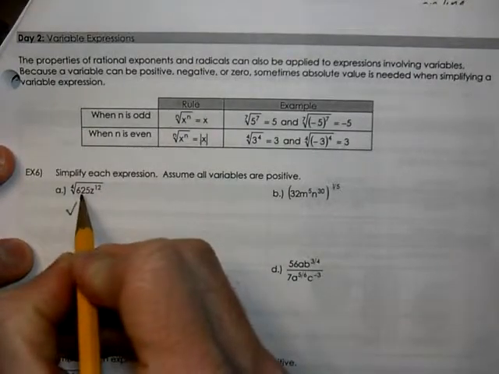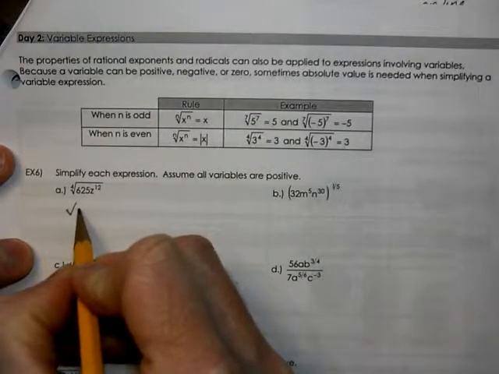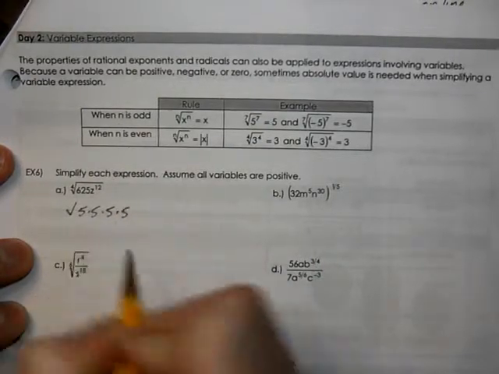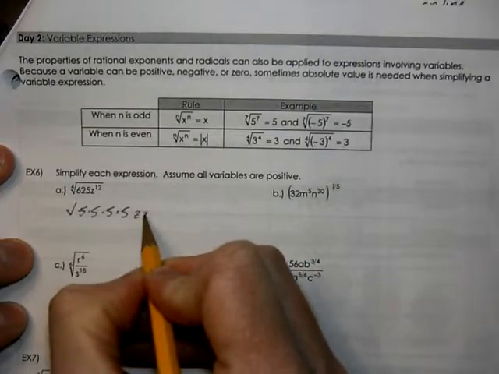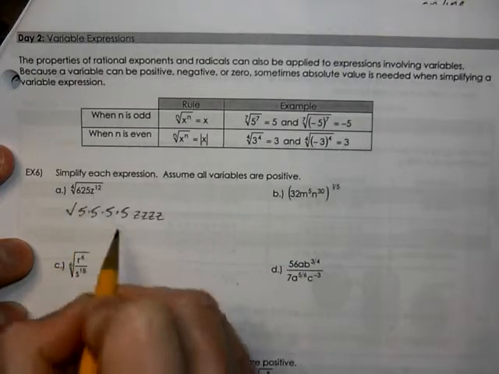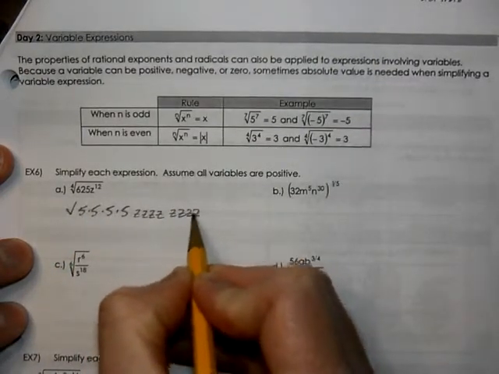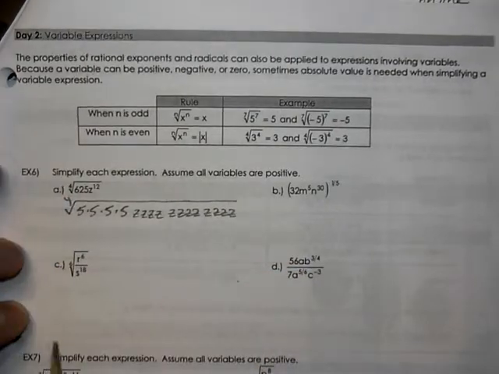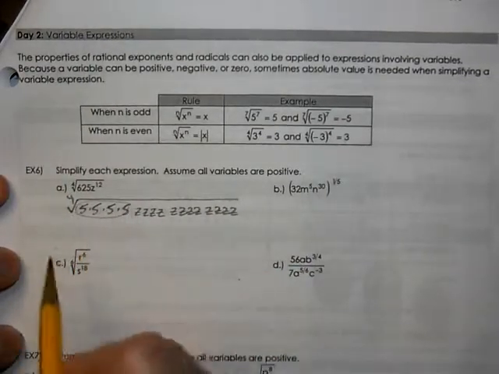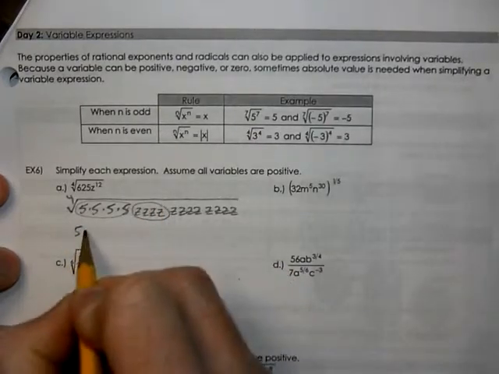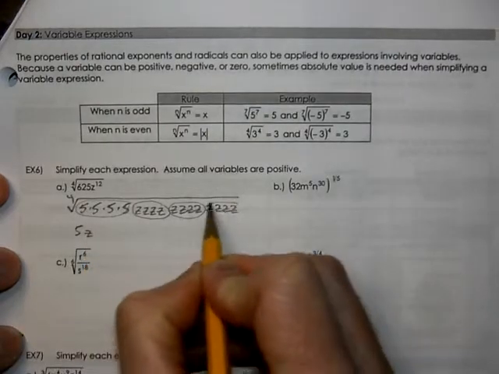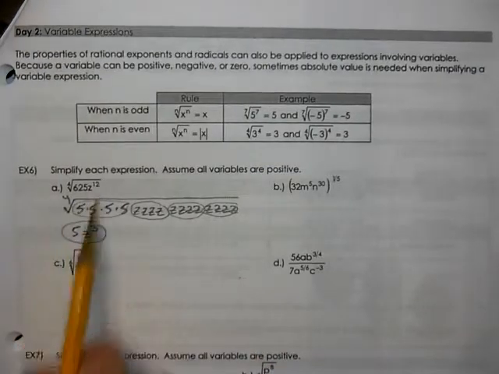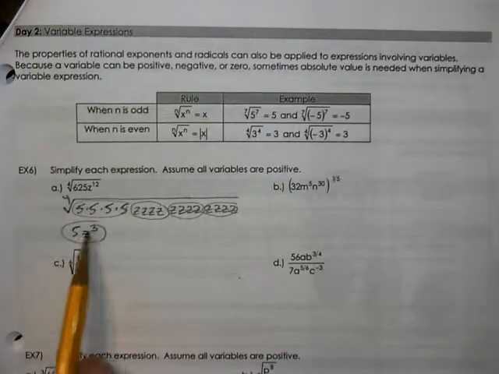So this is the fourth root, 625. That is 5 times 5 is 25, times 5 is 125, times 5 is 625. Then we would have 12 z's. So that would be 4 of them, 8 of them, 12 of them. We're looking at the fourth root. So essentially we're looking for 4 of a kind, another 4 of a kind, another 4 of a kind, and another 4 of a kind. There's 3 of those, so we put a 3 up there. So this simplifies down into 5 times z cubed.